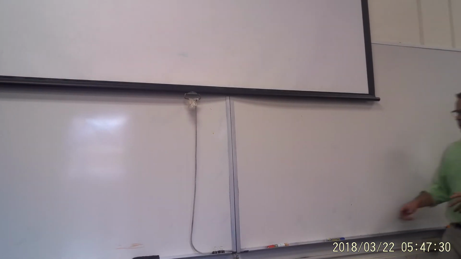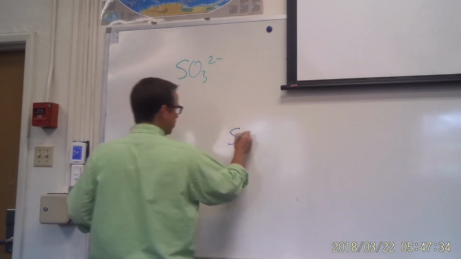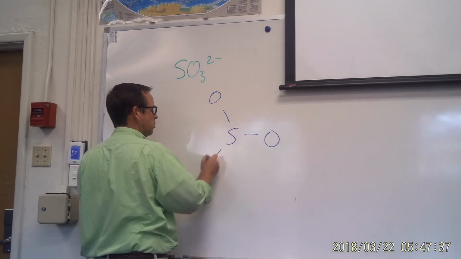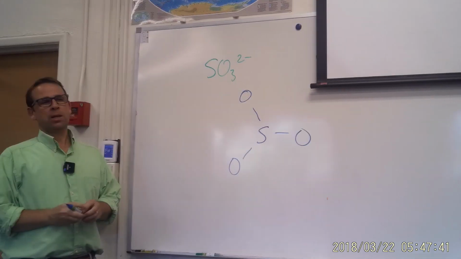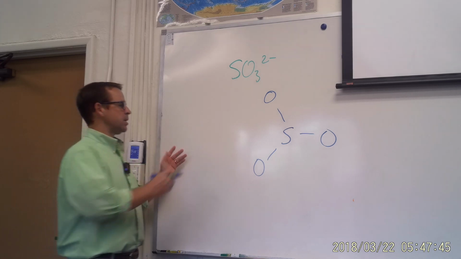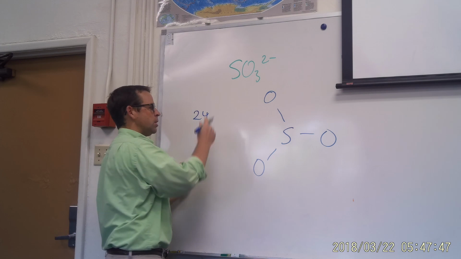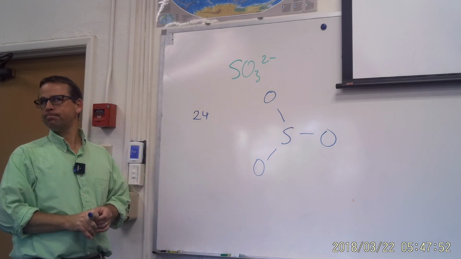We start off with the skeleton molecule here: sulfur with 3 oxygens, right? And then we count up electrons. The sulfur brings 6, and each oxygen brings 6. That's a total of 24 electrons that each atom brought to this party, right?